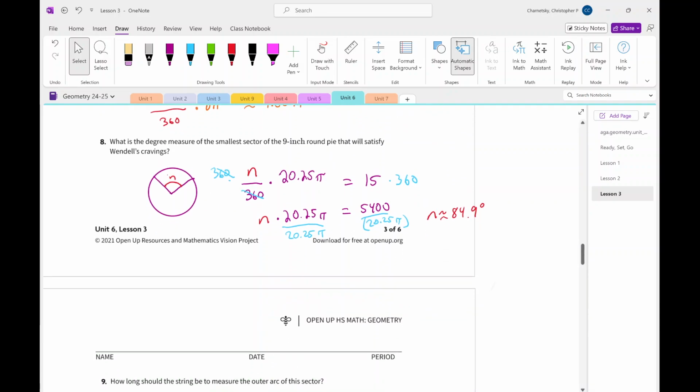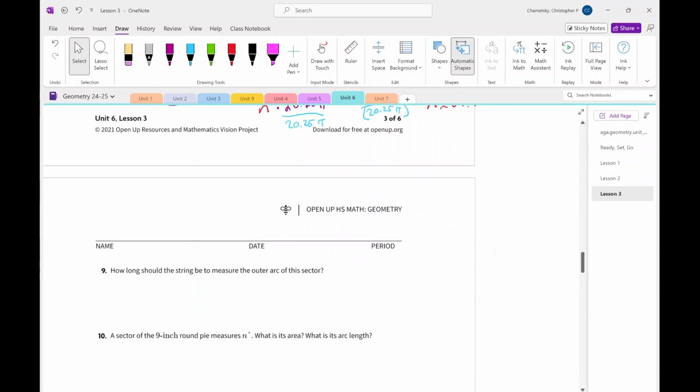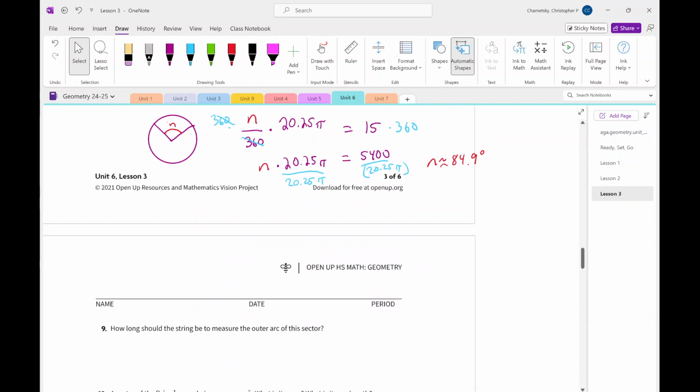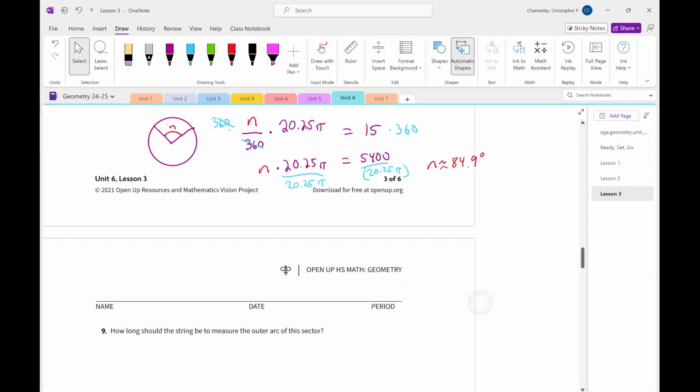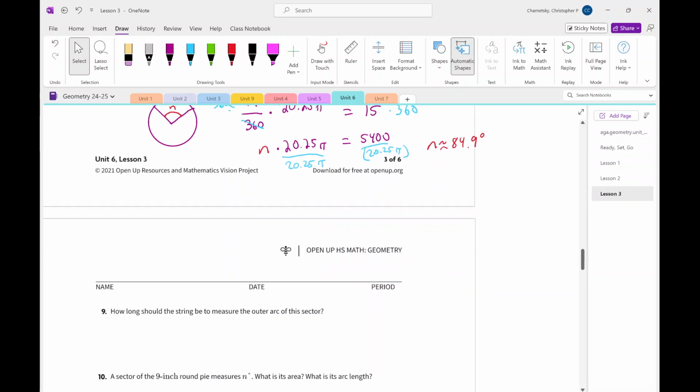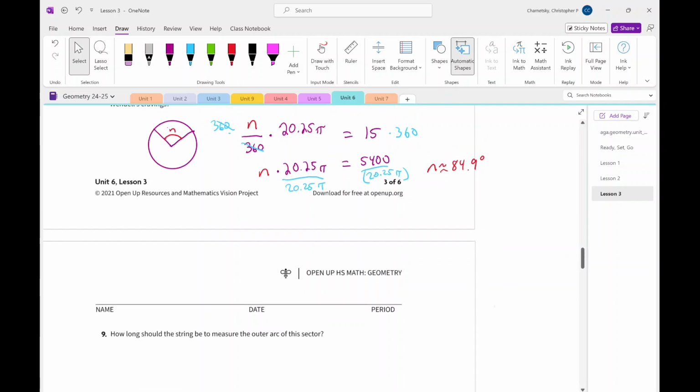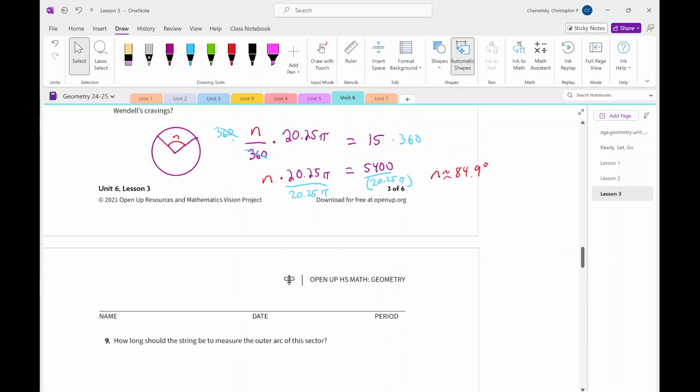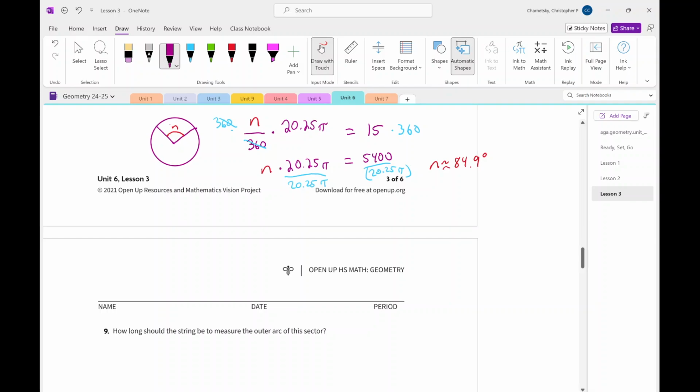Okay, a couple more questions here to try. Try number 9. Now that we know what the angle is, figure out what that string is going to have to be along the outer arc. What does that outer arc string need to be, that arc length?